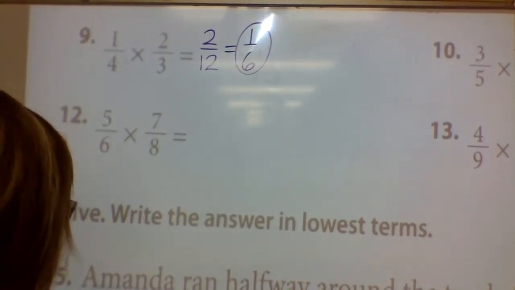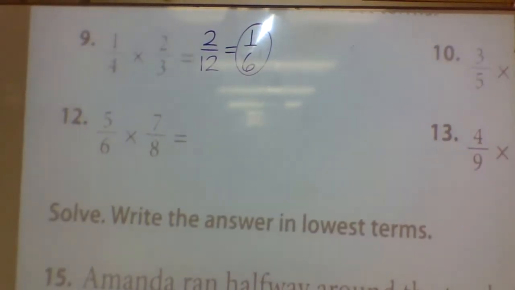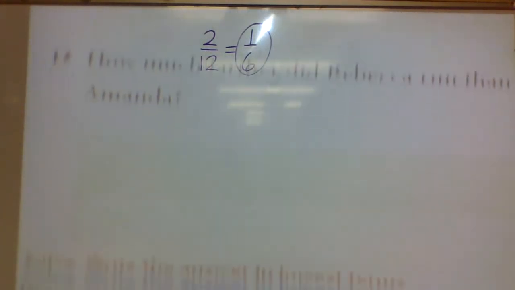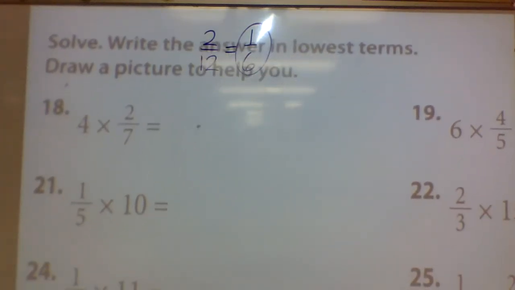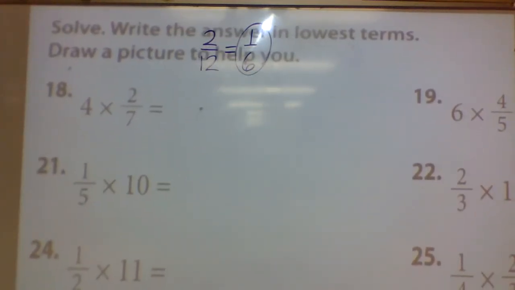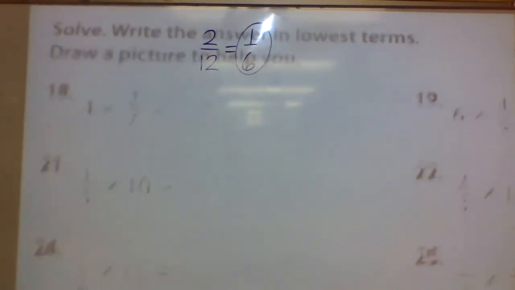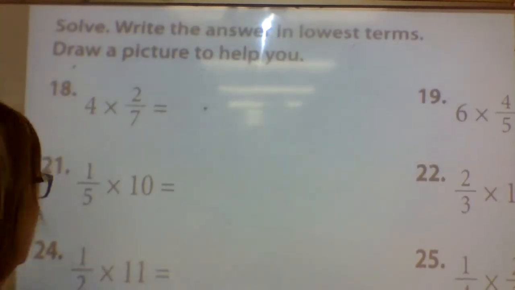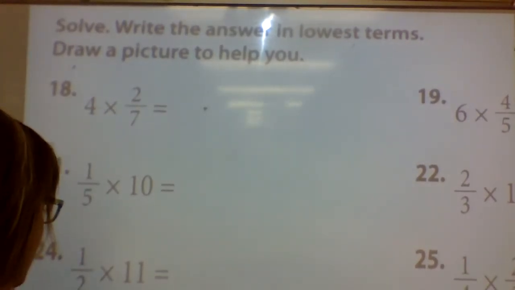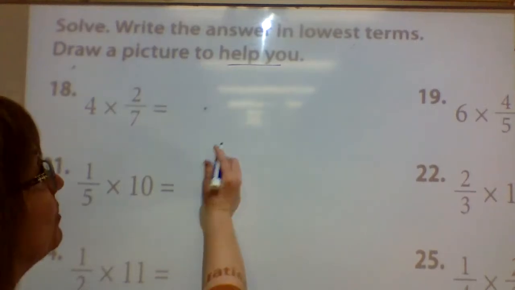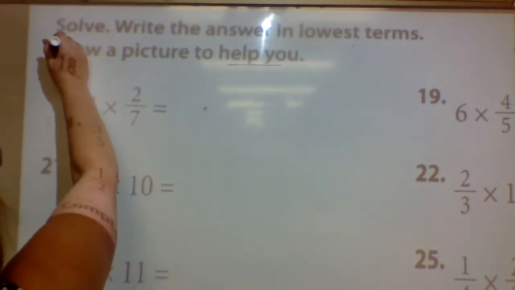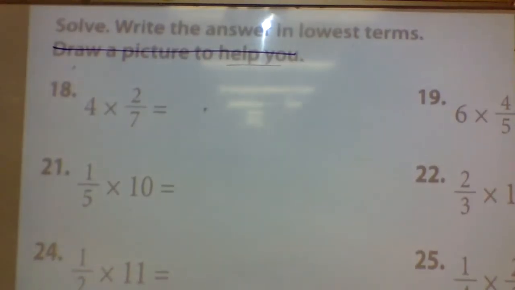So those are easy. And the next section, you have to do story problems. And always write it in its lowest terms, always reduce. On this section right here, they don't give you any room to draw a picture. So if you want to, you can draw a picture to help you. If you don't, you can skip that if you'd like to.